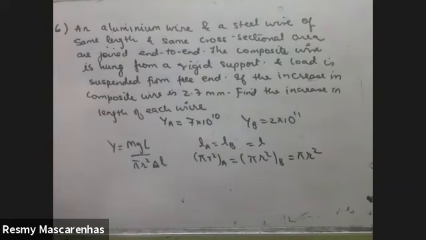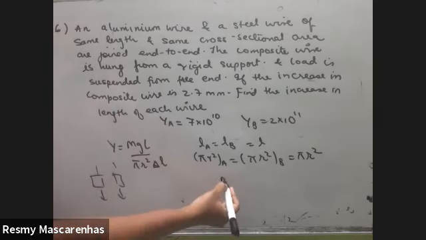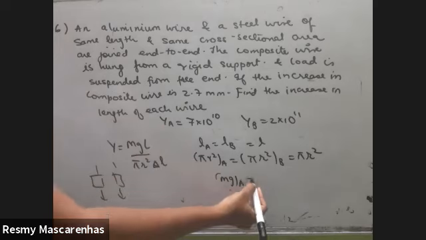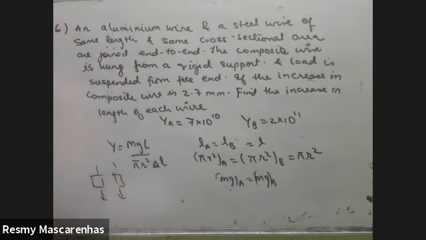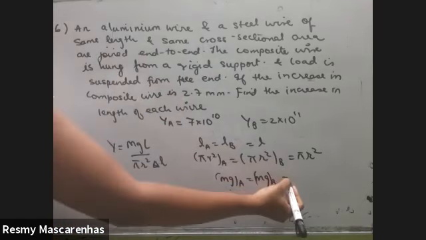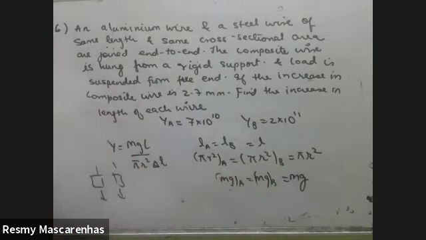Now they are both hung at a support. So definitely the same force will be acting on both of them. Their cross-sectional area is also same. Their length is also same. So it will be basically the same load, mg will be also equal. So this is the data.